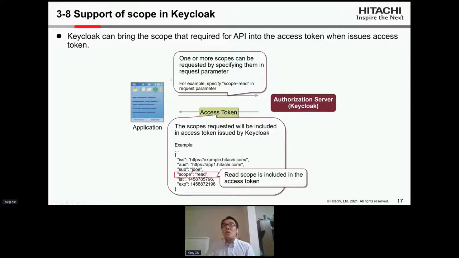As the picture shows, one or more scopes can be requested by specifying them in the request parameter. For example, specify scope equal read in the request parameter. The scope requested will be included in the access token issued by Keycloak. We can see in the response JSON, the read scope is included in the access token.